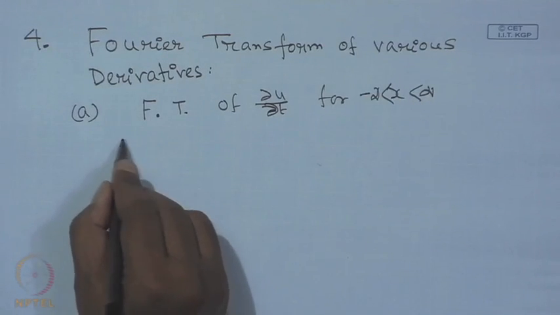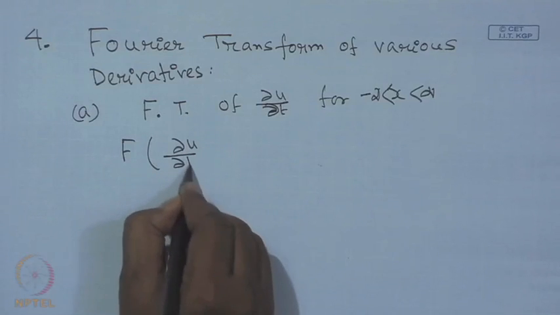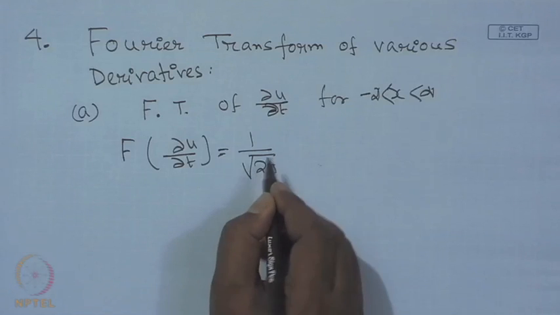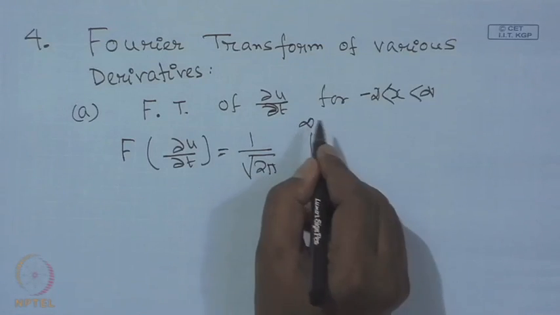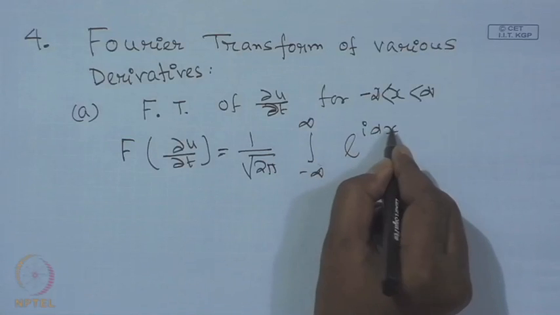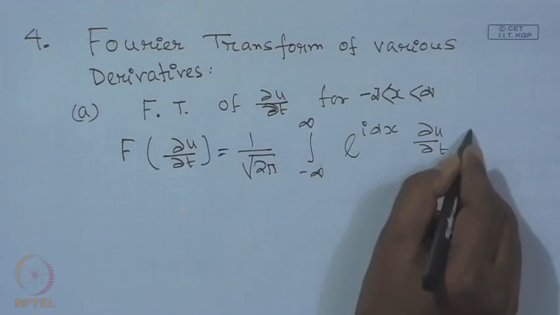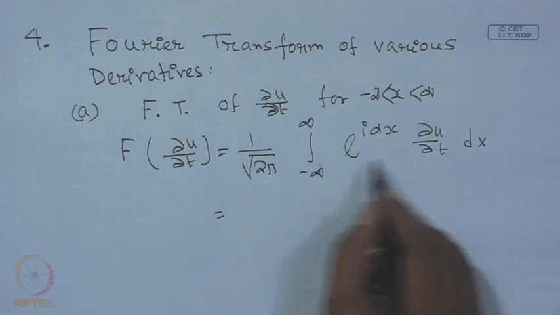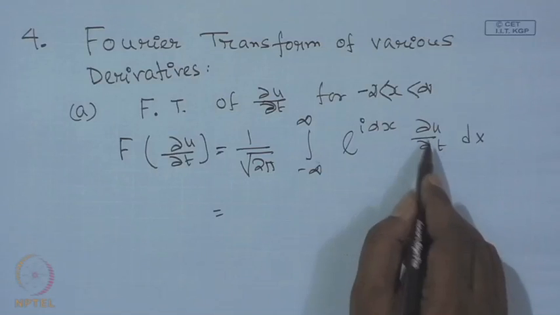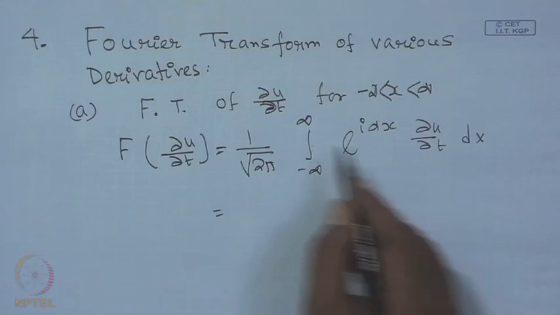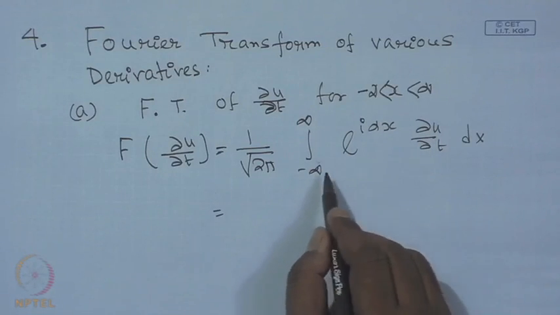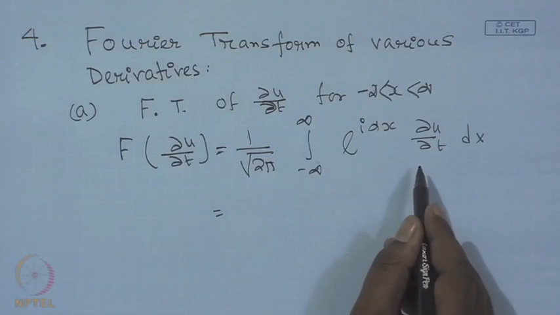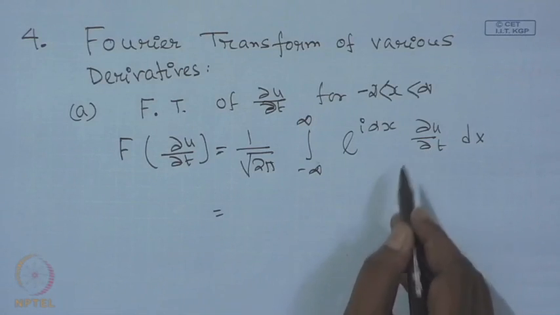Then we evaluate the Fourier transform of del u del t. We put the definition of Fourier transform. This will be 1 over root over 2 pi, integral minus infinity to plus infinity e to the power i alpha x del u del t dx. Because this integration is over x, this derivative does not matter. So, we take this derivative out of this integral, but in that case, since we are carrying out the integration over x, we are averaging out the x. Therefore, this partial derivative becomes a total derivative if we take it out.